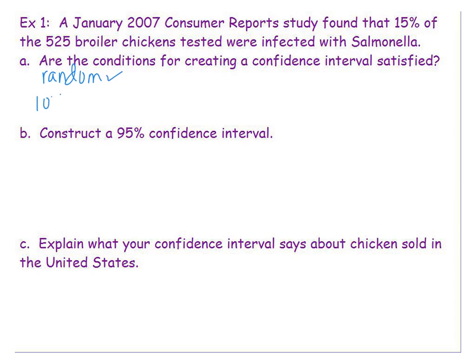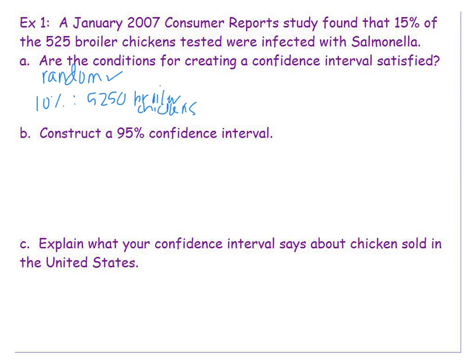Then we got the 10%. Take our sample, 525, add a 0. Do you think there is at least that many broiler chickens in the world? Yes, there is definitely. It is safe to assume that there are 5,250 broiler chickens in the world.